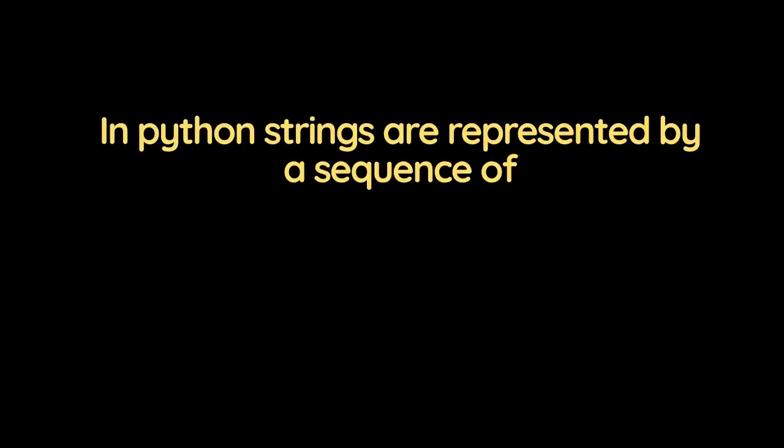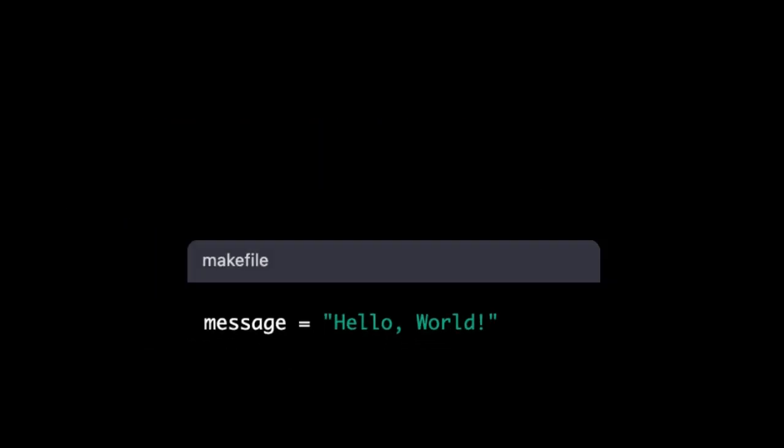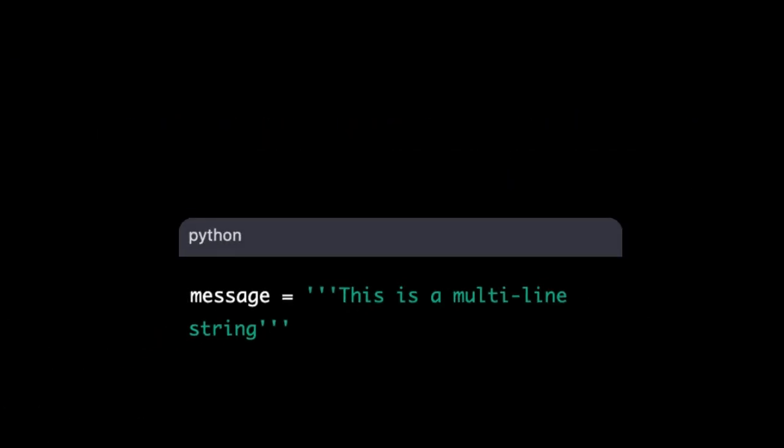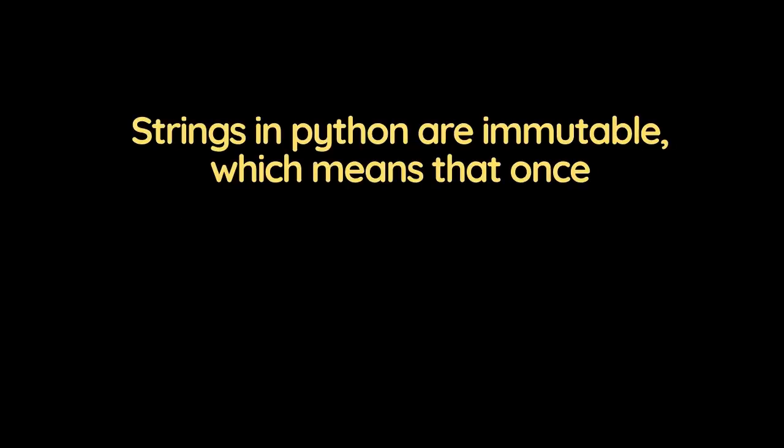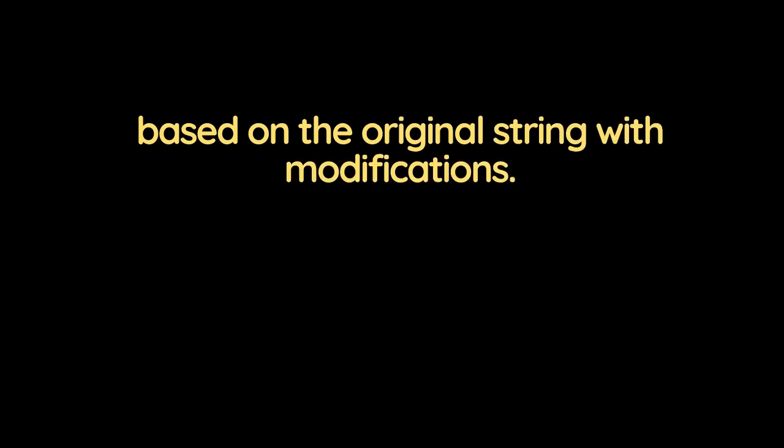In Python, strings are represented by a sequence of characters enclosed in single quotes or double quotes. Python also supports triple-quoted strings, which can span multiple lines. Strings in Python are immutable, which means that once a string is created, its contents cannot be changed. However, you can create a new string based on the original string with modifications.